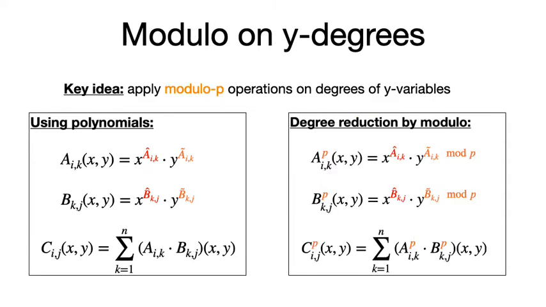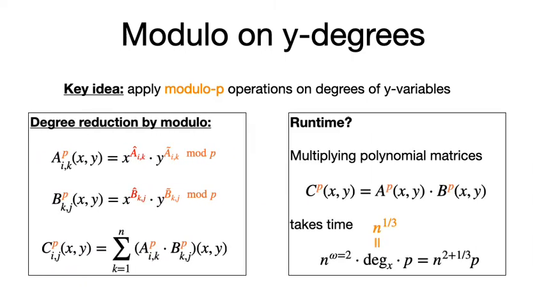The key idea here is to reduce y degrees by taking modulo p. That is, instead of multiplying the two original polynomial matrices, we multiply two polynomial matrices where y degrees are replaced by the remainders modulo p. Here p is a prime number. Now, the maximum degree of y becomes at most p, so the runtime becomes n to the 2 plus 1/3 times p, which is subcubic when p is small.